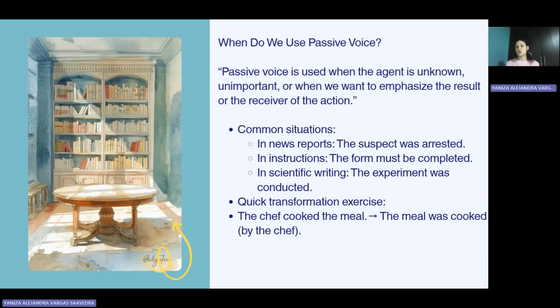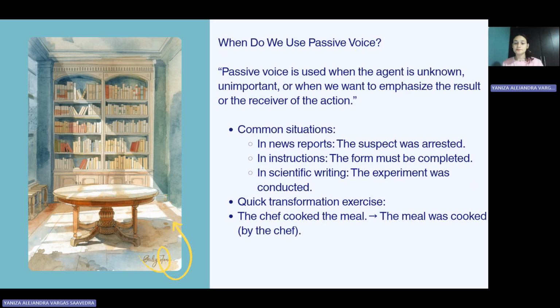When do we use the passive voice in daily life? The passive voice is used when the agent is unknown or unimportant, or when we want to emphasize the result of the received action. For example, if I mention a movie or a song, I mention the movie or the song first. At the end, I mention the subject that wrote the song or made the movie.